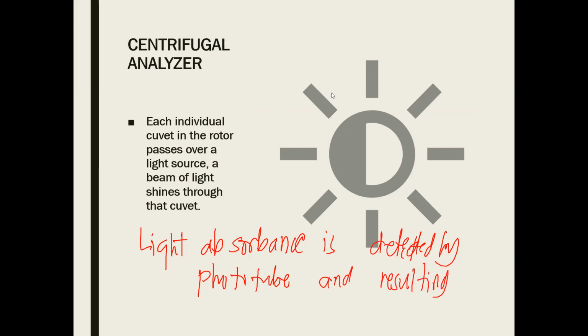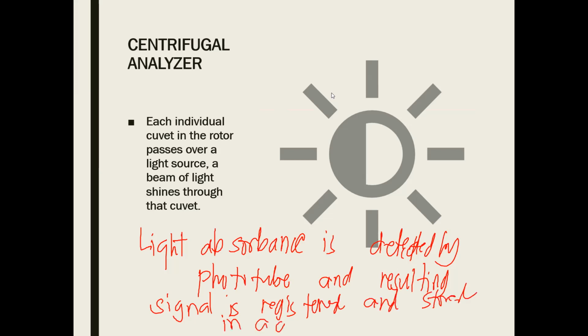and the resulting signal is registered and stored in a computer as the readout device. So it's similar to our spectrophotometer. There's a beam of light that is absorbed by our sample inside the machine. The phototube will detect the light absorbance and convert it into values that can be seen in our readout device. So that's actually the same principle as the spectrophotometer.